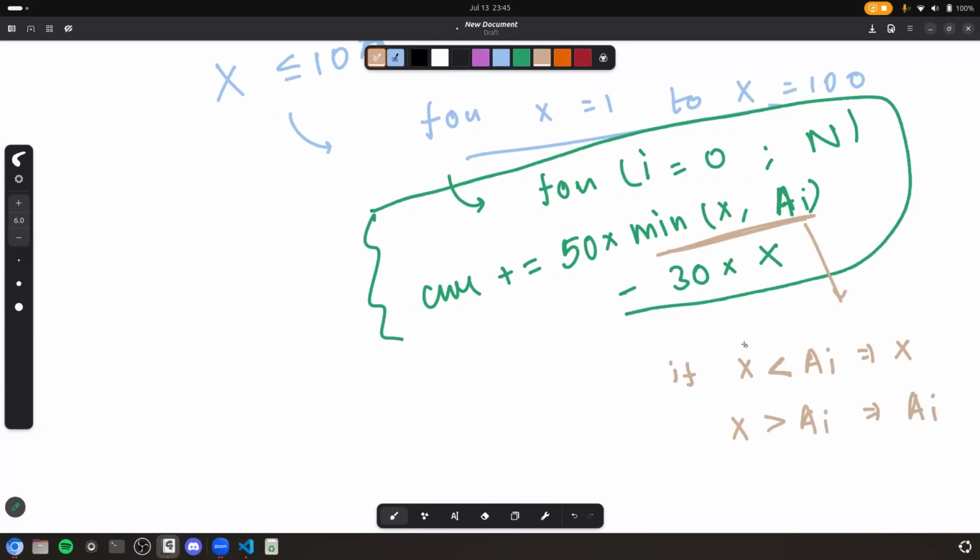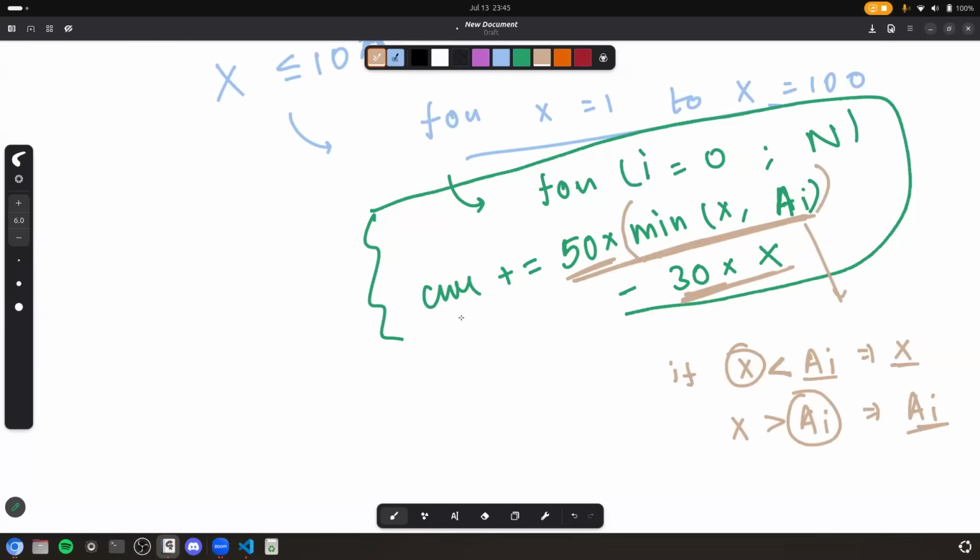We sell those many. If X was lesser than AI, then we can sell X cakes. If AI was lesser than X, then we sell AI cakes. So we sell minimum of X and AI cakes, and we sell at a price of 50, and we need 30 to make it. So minus 30X and plus 50 into the number of cakes that we sell on each day, summed for all the days.